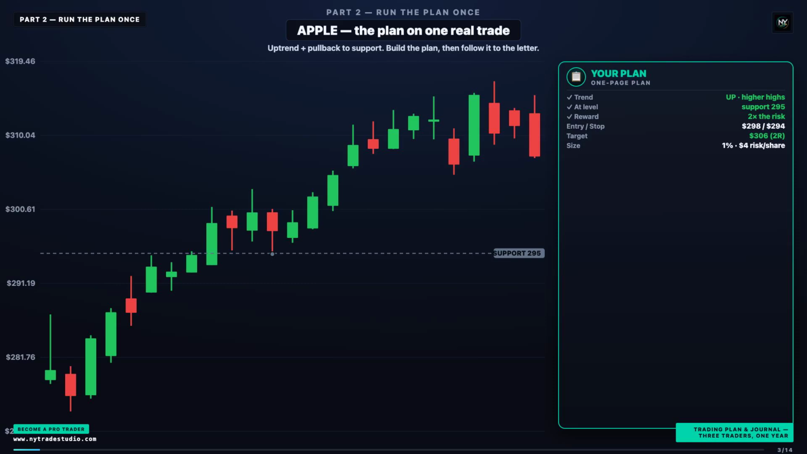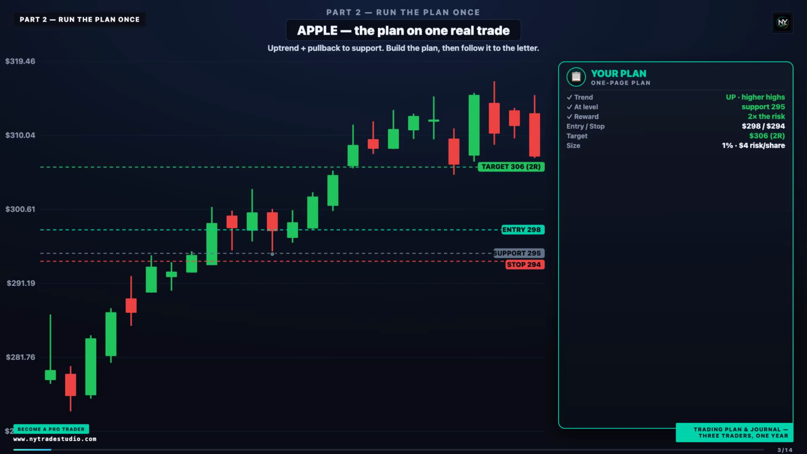Now we write our 3 numbers in advance while we are calm. Our entry is 298 on the bounce off support. Our stop is 294, just below support, so our risk is only $4 a share. And our target is 306, exactly 2 times that risk. Then we size it. Risking just 1% of the account with that $4 stop tells us exactly how many shares to buy. The math sets the size, not our excitement.